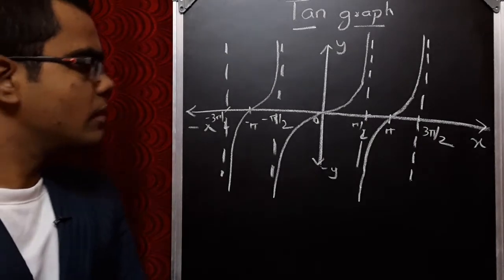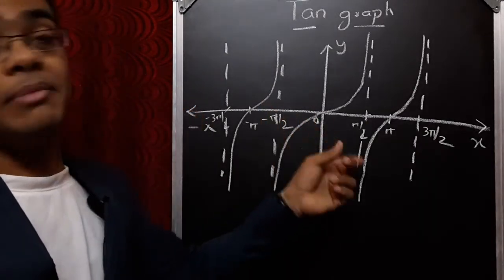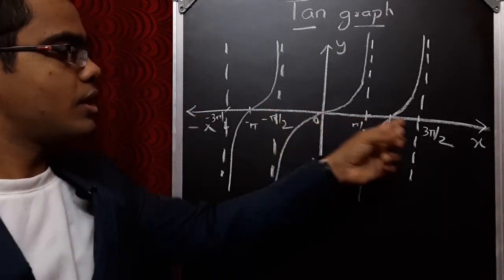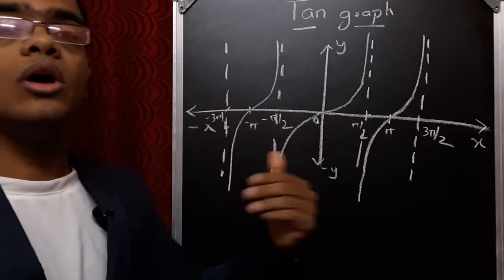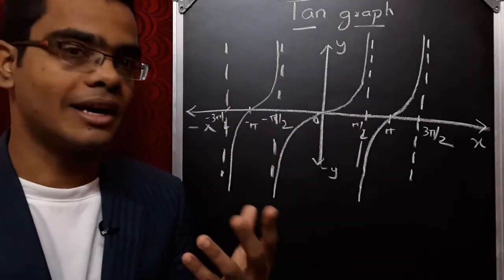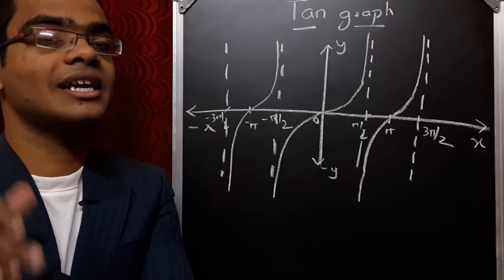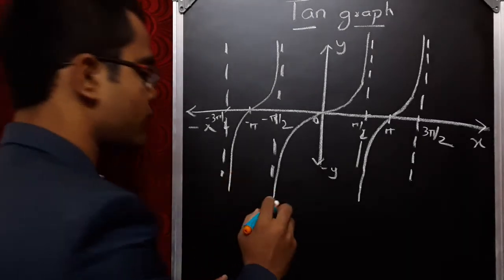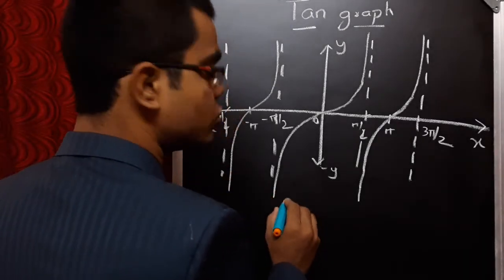And if you see carefully, there is a breakage in the graph at pi by 2, at 3 pi by 2, minus pi by 2, minus 3 pi by 2. At all the odd multiples of 90 degrees, the graph does not exist. So you will not have odd multiples of 90 in the domain.